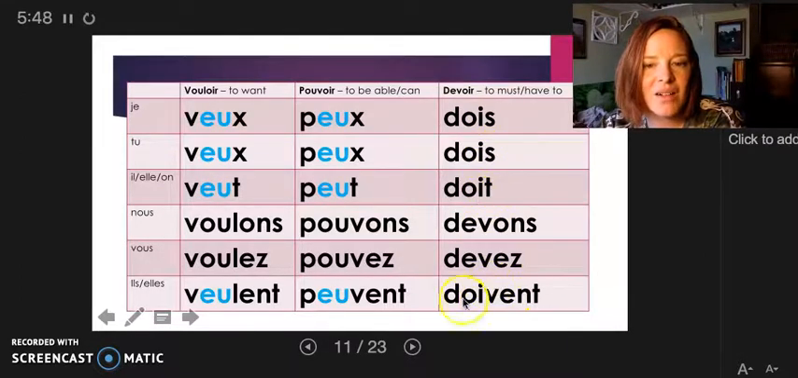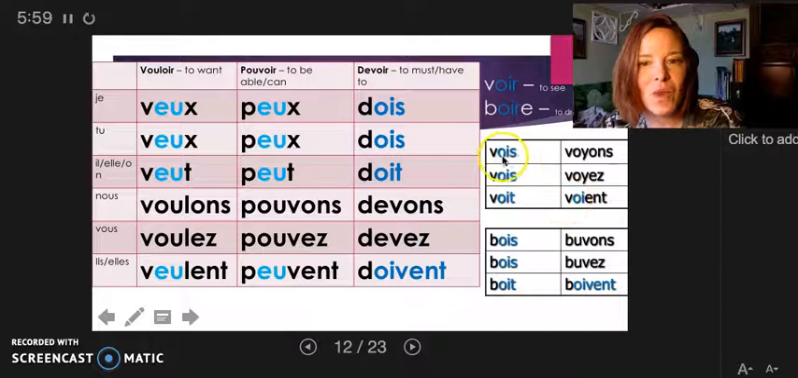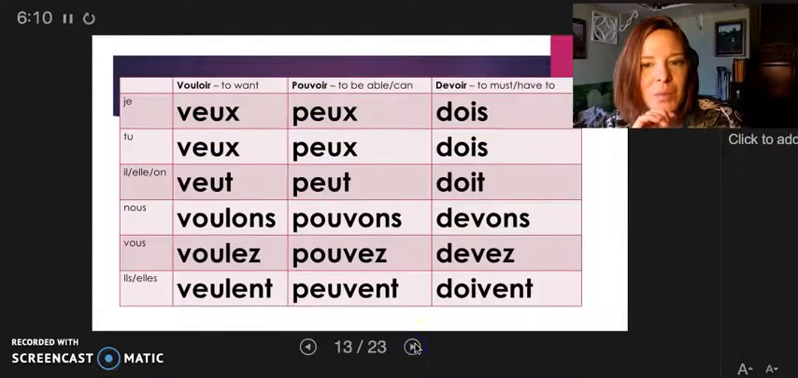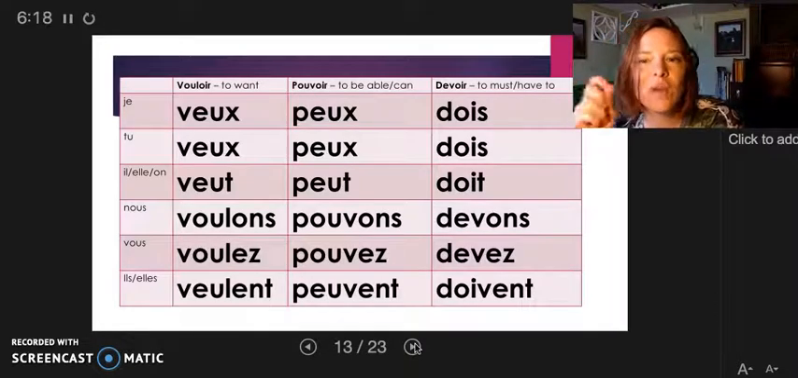And devoir, it may not be similar to these two, but later on we're going to learn verbs like voir, to see, and boire, to drink. And you can see there's a very good similarity here with the OI in bois, boivent, and voit. So that'll be helpful later on if you keep your eye open for those patterns. So we have these wonderful verbs. They're conjugated like this. So conjugation is tricky, but not as terrible.